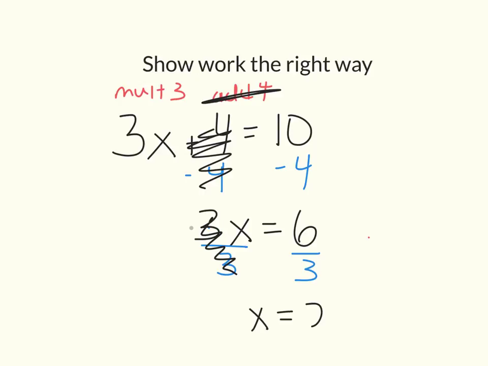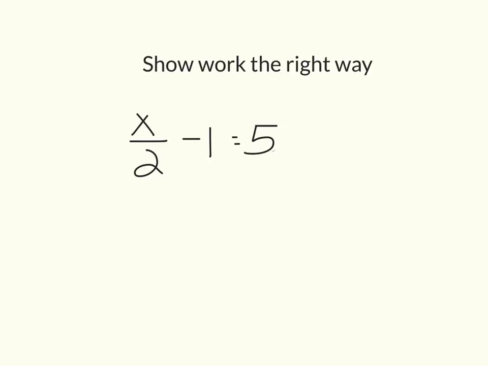X equals 2. Please pay attention that I rewrote after each step. I only did one thing at a time. Also, the answer isn't over here somewhere. It's right here underneath. Some students get in the habit of writing the answer over here to the right, and that's not what we want to do. We want to make sure our answer goes right underneath. All of our equal signs should be lined up. Okay, you guys tried this one. Hit pause, and then hit play when you're ready to check your answer.